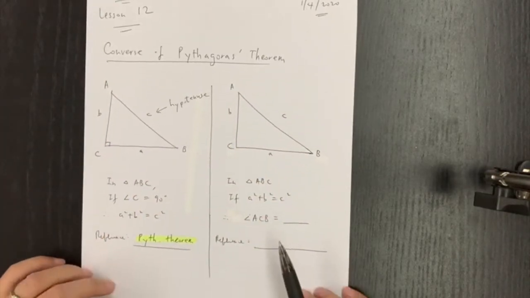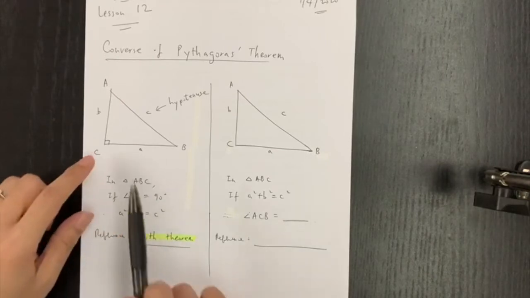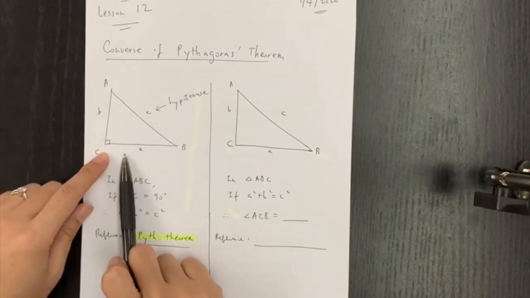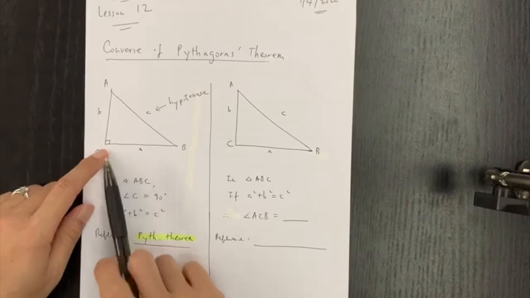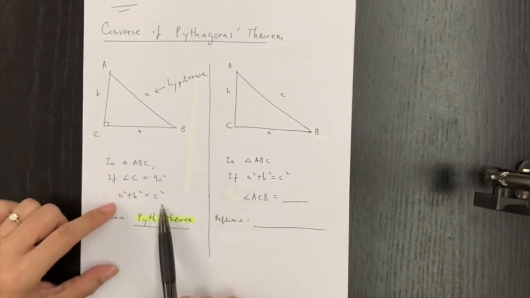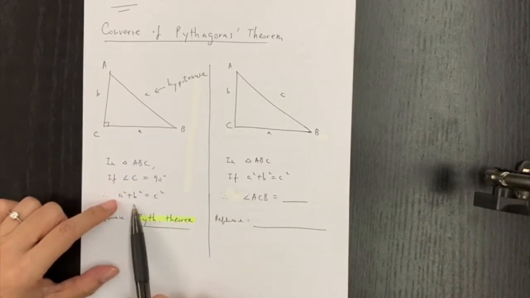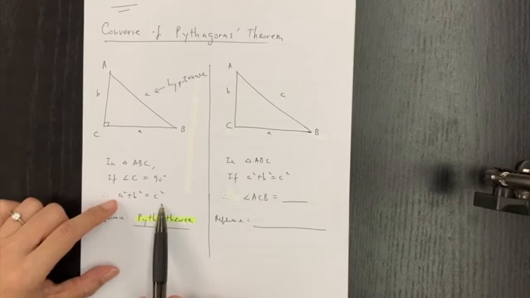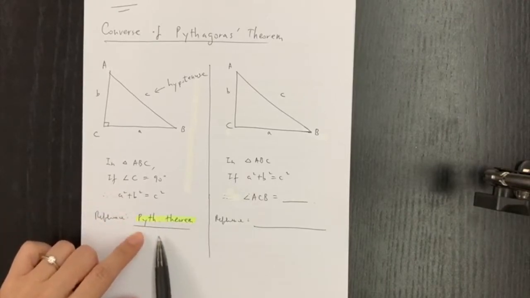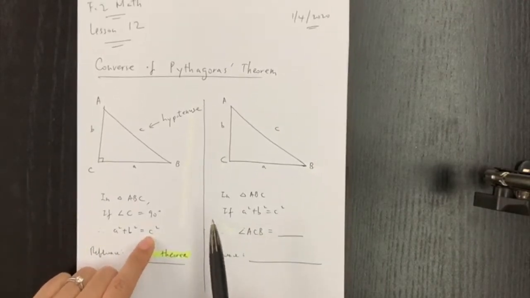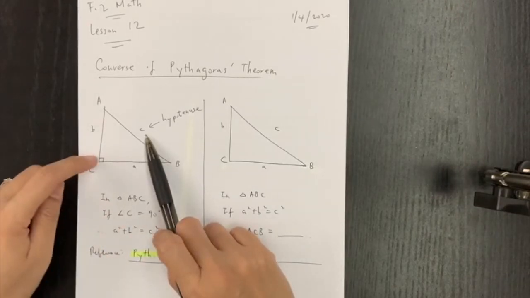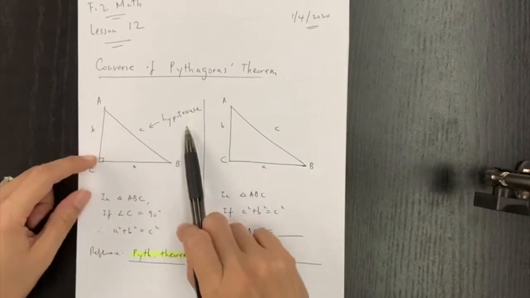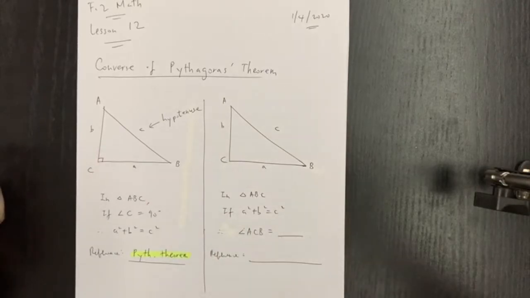Okay, so to use Pythagoras theorem, there must be a right-angled triangle given to us. Then we can say a square plus b square is equal to c square, and this is Pythagoras theorem. And what is c? C is always the longest side of a right-angled triangle, and we call that the hypotenuse.